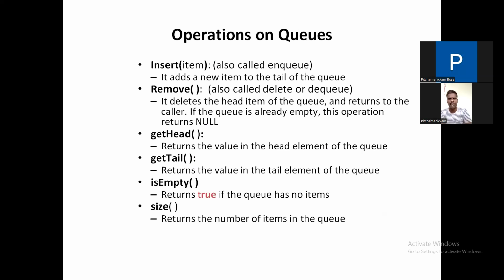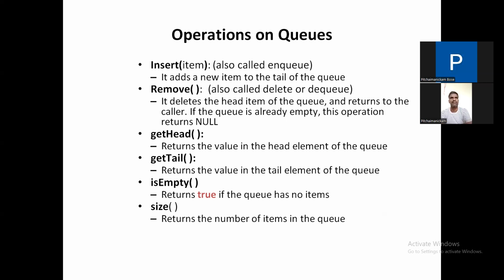The third one is get head. What is the meaning of get head? It returns the value of the head element of the queue. Get tail means returning the value of the tail element of the queue. Another one is isEmpty. What does isEmpty mean? It returns true or false, whether the queue is empty or full.